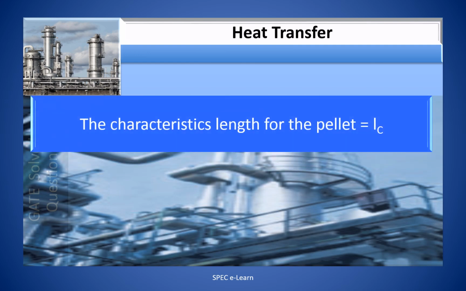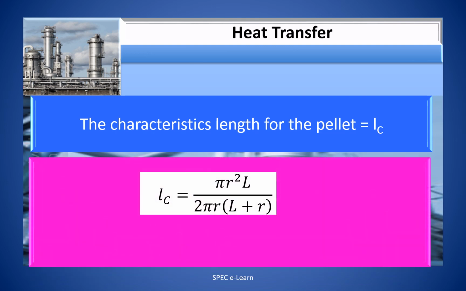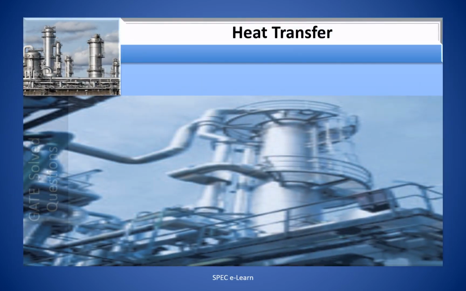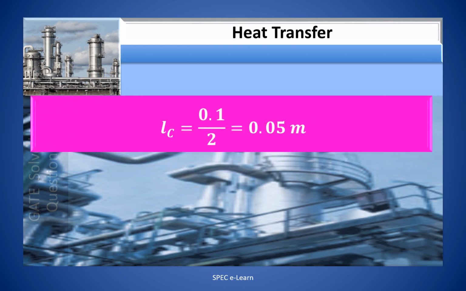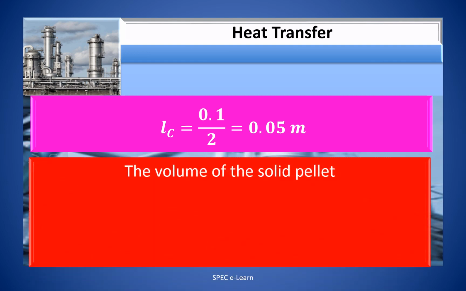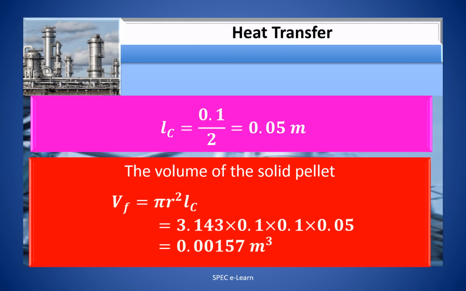The characteristic length for the pellet Lc is determined from the following formula. Lc equals pi r squared L divided by 2 pi r times (L plus r). If L is very much greater than r, then Lc becomes r by 2. So Lc becomes 0.1 by 2 equal to 0.05 meter. The volume of a solid pellet Vf is equal to pi r squared Lc. This is equal to 0.00157 cubic meter.